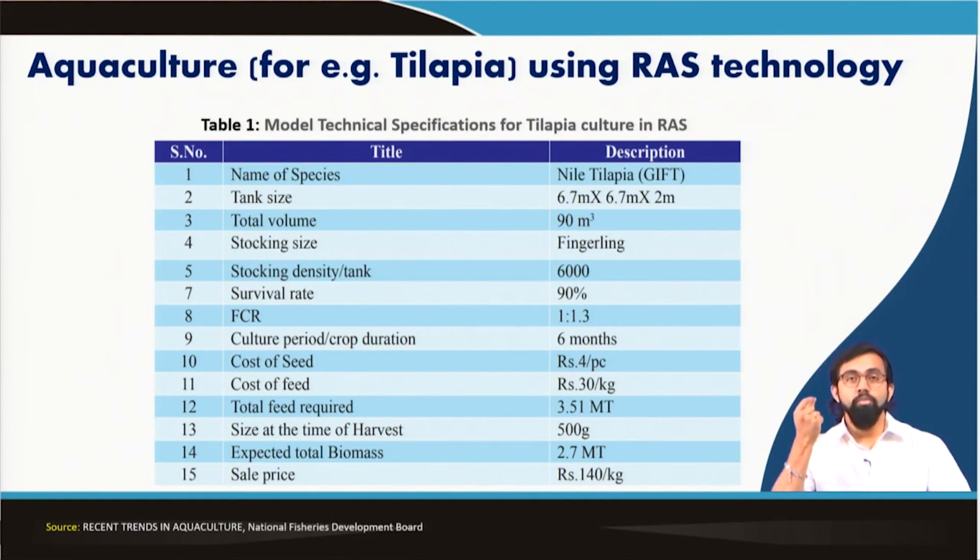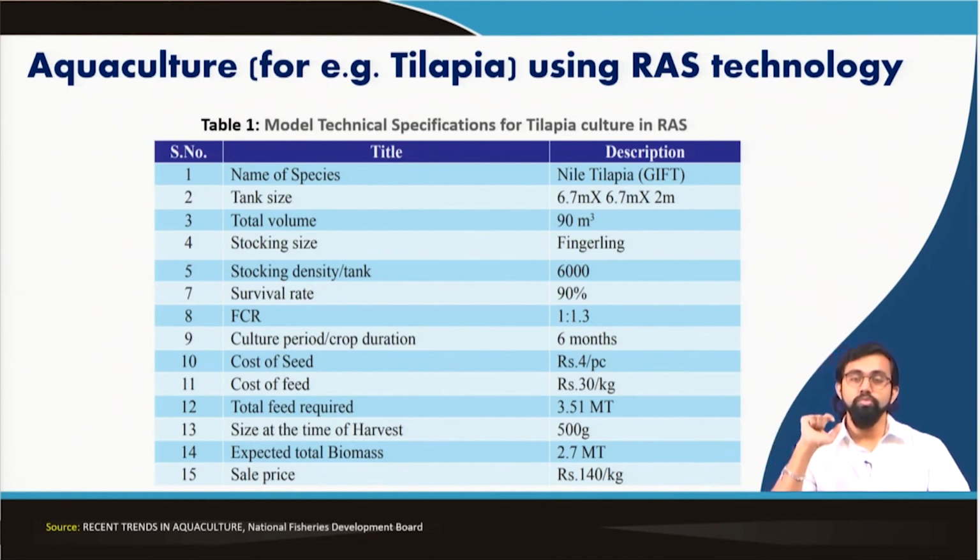Now I am giving you another model technical specification for tilapia culture in recirculatory aquaculture systems. Suppose we are targeting Nile tilapia. The tank size is 6.6 by 6.6 by 2, that is length, width and height, with a total volume of around 90 cubic meters. Total stocking is fingerlings of 6,000 per tank. Survival rate is around 90%. The food conversion ratio is 1:1.3, and the culture period is around 6 to 7 months.